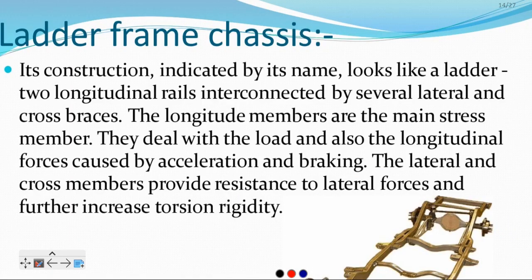Let's go ahead with the next one, the ladder frame chassis. With the disadvantage of the first one, we will go for the solution. What was the basic disadvantage? The side impact in the previous one, and it was also not good for long vehicles.